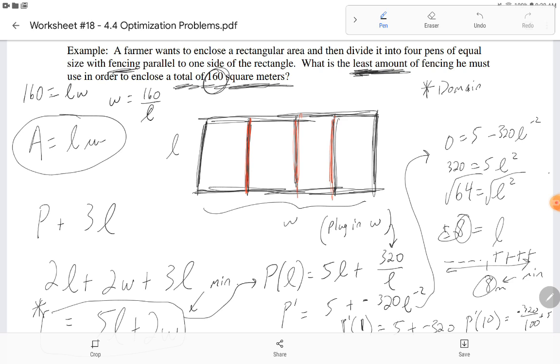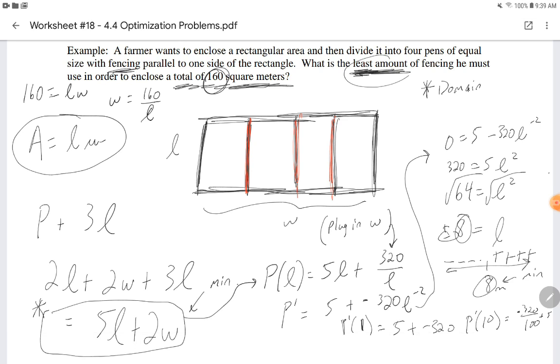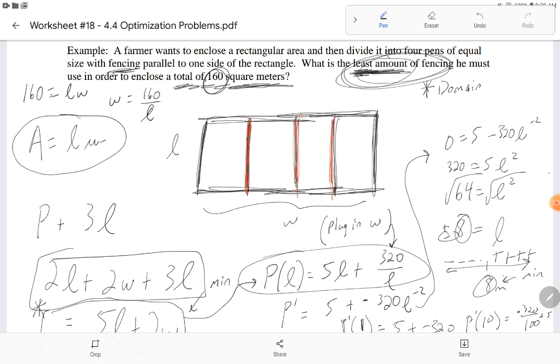And that's it. Oh, wait, no, we're not done yet. Oh, I always do this. Least amount of fencing. That's what we're trying to figure out, right? So what are we going to do with this 8? We can plug it into the P function, and that'll tell us the amount of fencing that we're going to need. So I'm out of room.